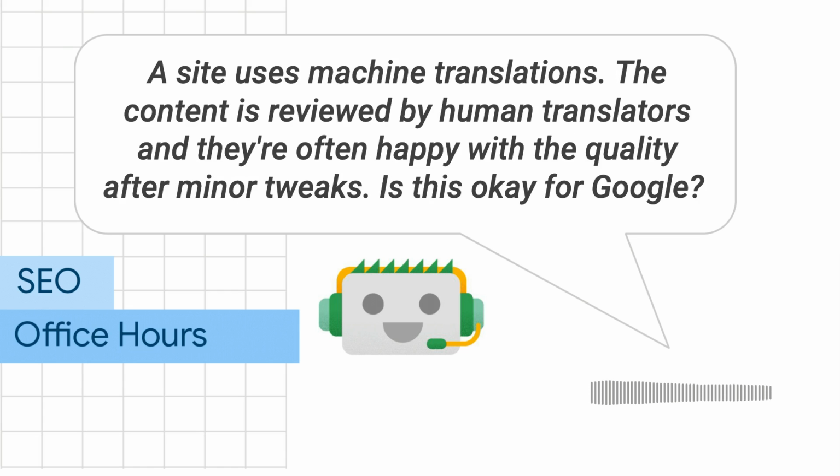Sam Gooch is asking, a site uses machine translations to offer posts in other languages. The content is reviewed by human translators, and they're often happy with the quality after minor tweaks. Is this okay for Google? Hi, Sam. Well, that's good to hear that the human translators are happy, and this is totally fine for Google as long as there's a human involved in the review process. That's the key. The thing you want to watch out for is making sure that the quality continues to be good and working well for the humans that are reading the content.